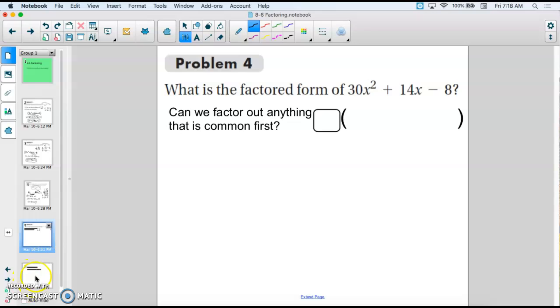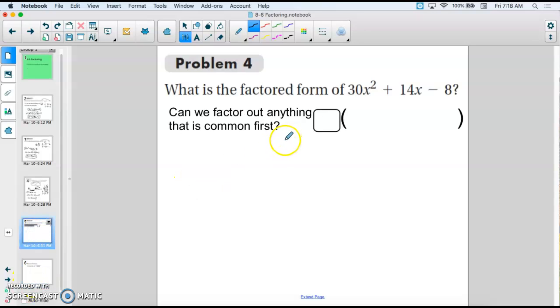Okay. The last one here, I might run out of time, but we'll squeeze in as much as we can. Okay, so we're going to multiply. First off, can we take anything out? Sorry, I jumped the gun. Can we take anything out? Yes, we can. We can take out a 2 from here. And then what are we left with? We're left with 15x squared plus 7x minus 4.